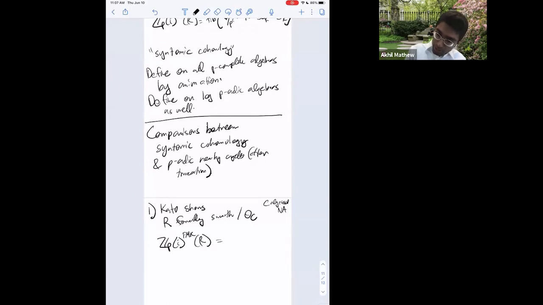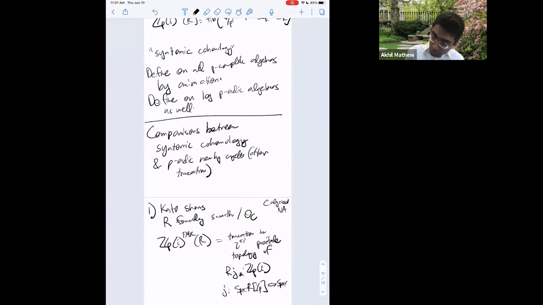of R is the truncation of, so you can think of this as, as you let R vary, it becomes some sort of sheaf on the pro-étale site of R. And it's the truncation, tau less than or equal to i in the pro-étale topology, of the p-adic nearby cycles, so of Rj lower star of the usual Z_p(i), where j goes from Spec of R adjoin 1 over p into Spec of R is the inclusion.